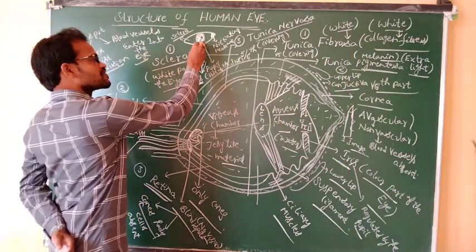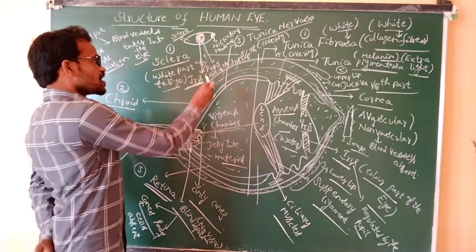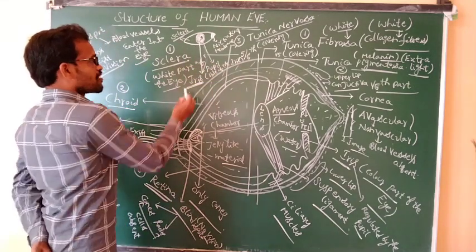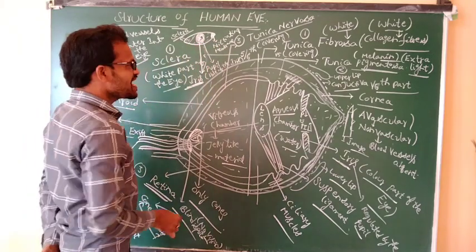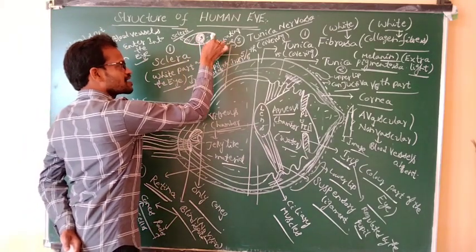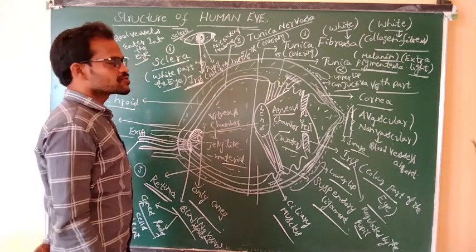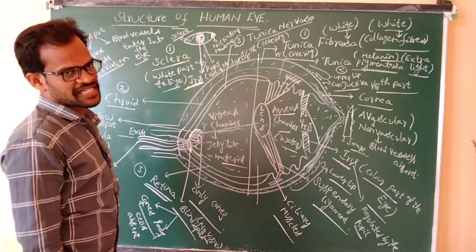The colored part of the eye is known as the iris. The hole of the iris is known as the pupil. The white colored part of the eye is known as the sclera. The lateral side of the eye is known as the nictitating membrane.